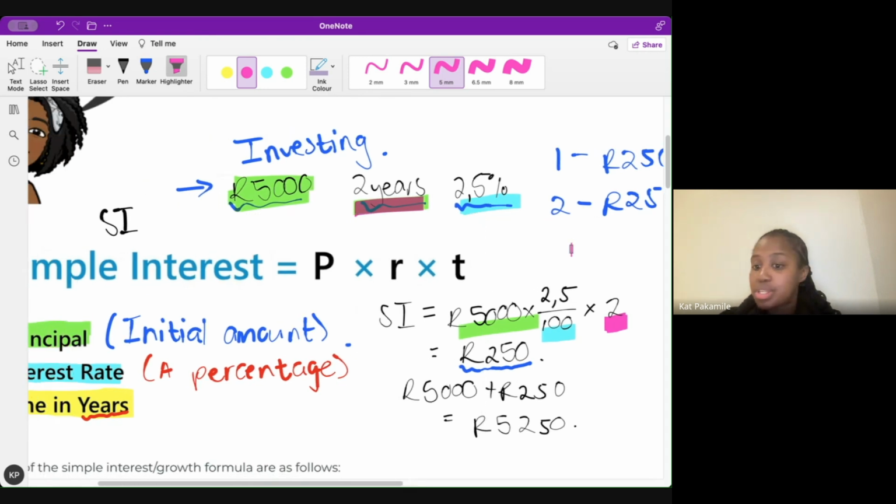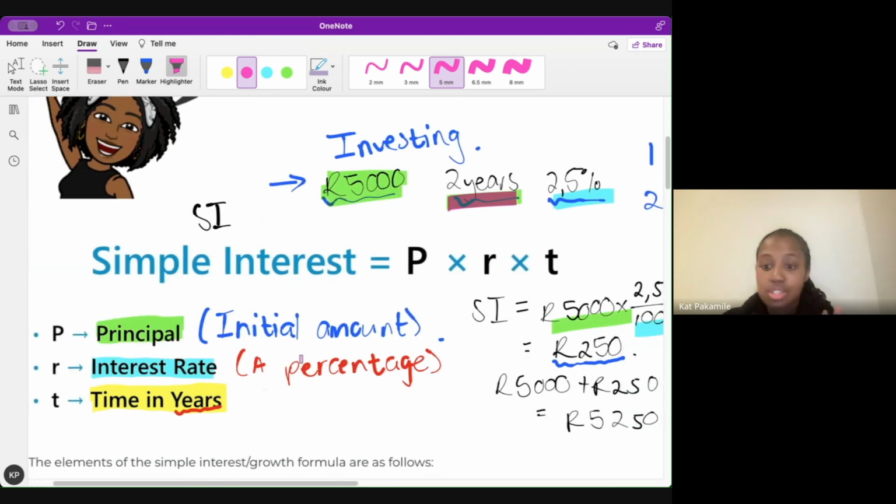No, we're not rooting anything. That would be compound interest. Don't confuse each other, guys. This is just simple interest. Okay, we're not rooting anything. This is just simple interest. All right, guys. Great. Now we understand and we are with me.